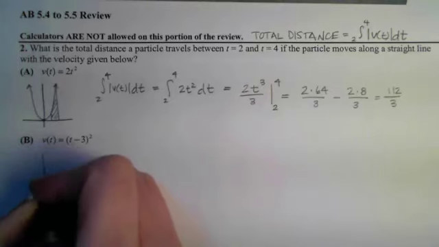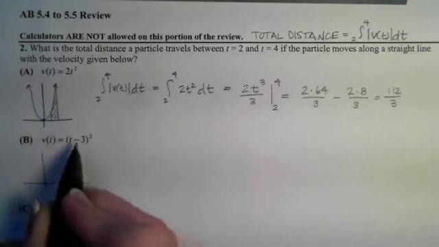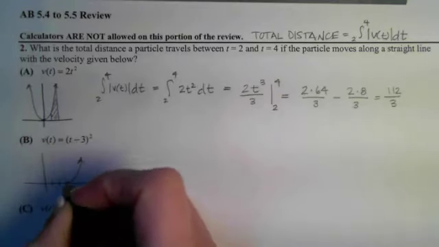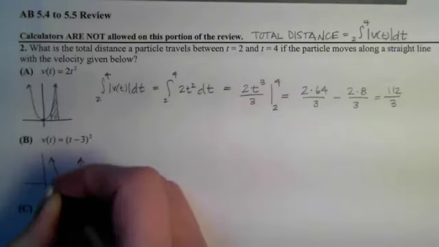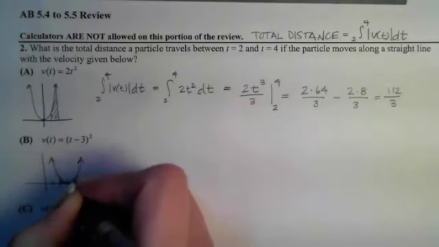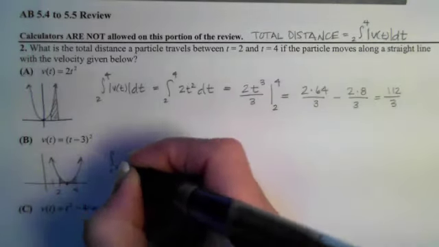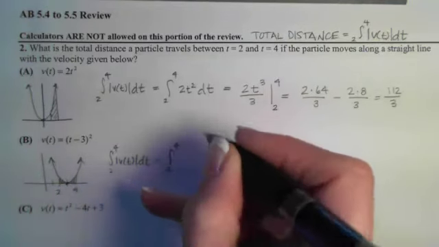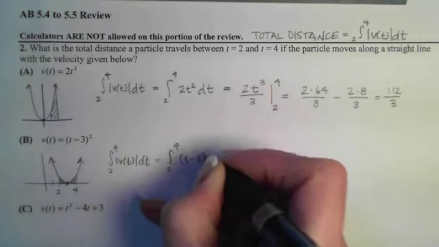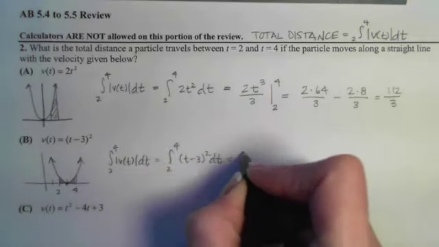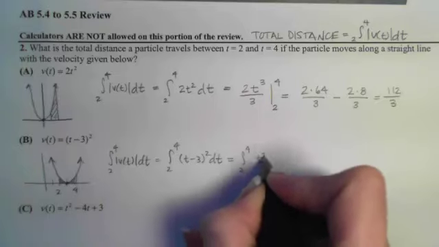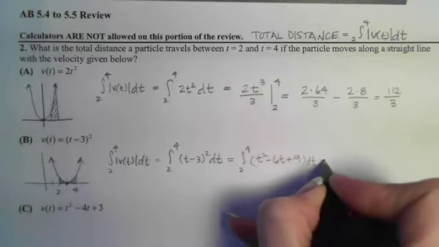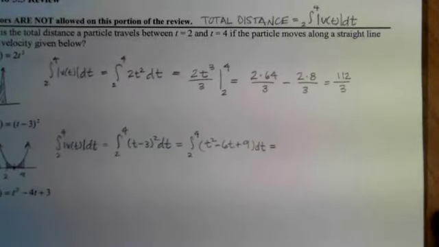Next one, if I graph this, it again is a parabola that opens up, only this one has been moved to the right 3 units. Again, it's always positive, so that accumulation from 2 to 4 is going to be the same as the accumulation of the regular function. So I'll probably want to multiply that out so that I can do power rule backwards without having to worry about the chain rule, though you could have done the chain rule as well.